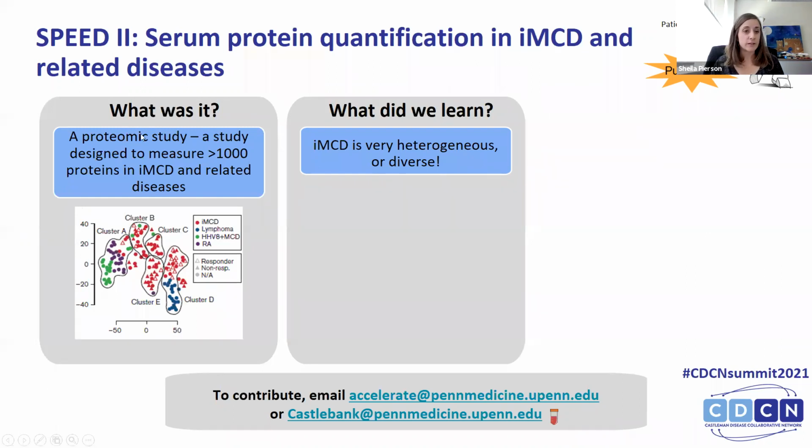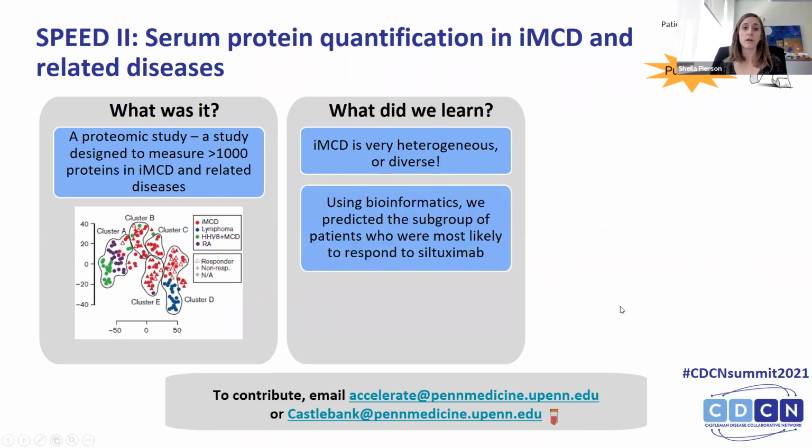In this graph, it might be difficult to see here, but what you're seeing is that each dot represents a patient. The green dots are HHV8 positive, so a subtype of Castleman disease. Blue dots are lymphoma, and purple dots are rheumatoid arthritis, an autoimmune disease. And the red dots are all IMCD. And so you're seeing that these three diseases are all clustering pretty tightly together, whereas IMCD is clustering across the board here, saying that IMCD is really heterogeneous, and we're really trying to better understand these different subtypes within IMCD.